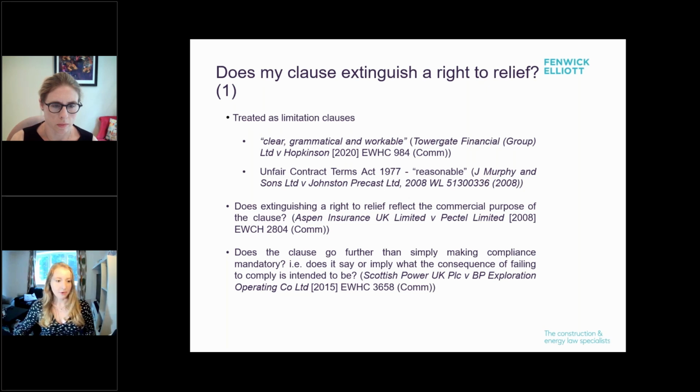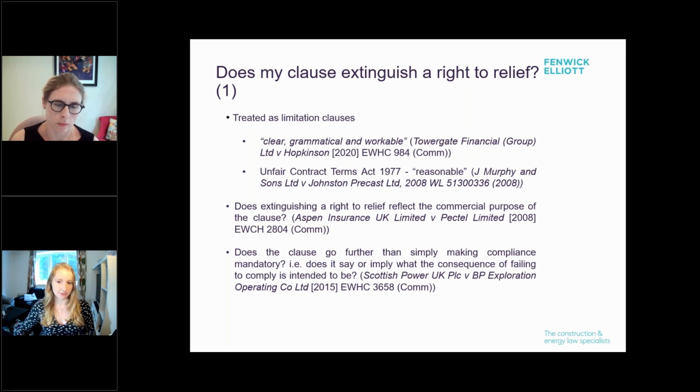So when considering whether your clause is likely to extinguish a right to relief in practice, it's necessary to bear the following in mind. Conditions precedent are generally treated as limitation clauses. Therefore, they need to be both express and clear in their intention to extinguish a right to relief. So in Towergate, for example, the clause in question was able to be enforced on the basis that it was clear, grammatical, and workable. So there can be no ambiguity when it comes to the intended effect of a condition precedent. They may also be subject to the same considerations as limitation clauses.